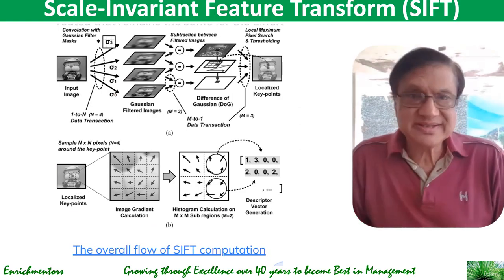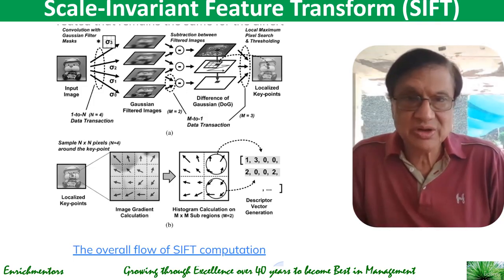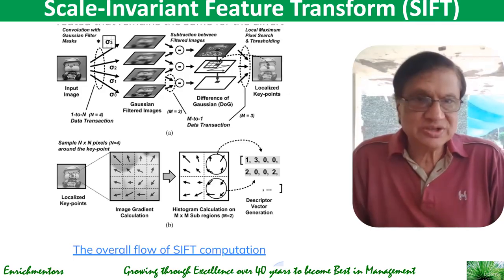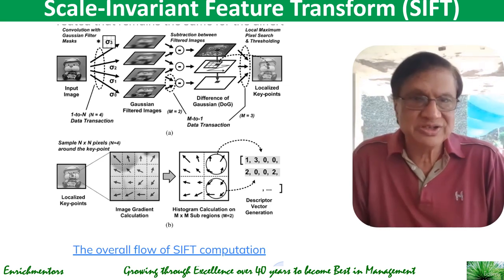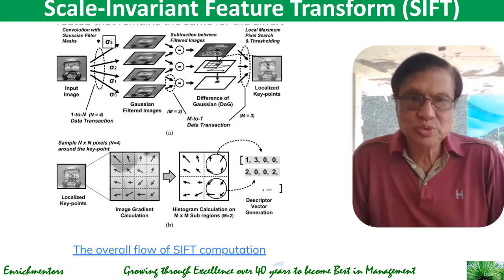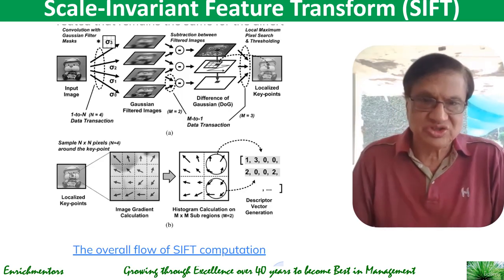Then another one is SIFT, Scale Invariant Feature Transform. Now, it's a feature detection and description algorithm that identifies key points in an image regardless of scale, rotation, or illumination changes. It extracts distinctive local features based on the image gradients and generates descriptors representing the appearance of these key points. SIFT features are widely used in image matching, object recognition, and panorama stitching.